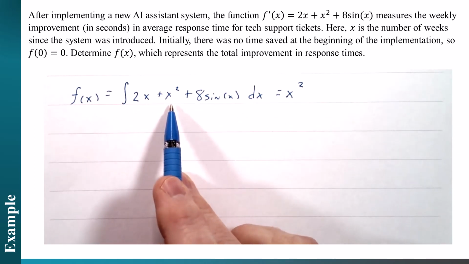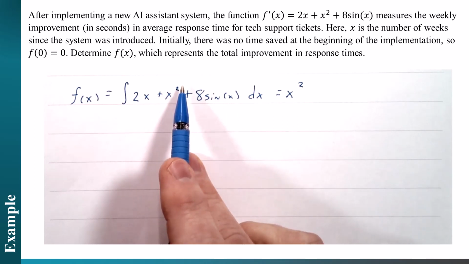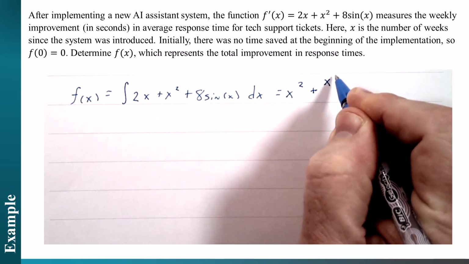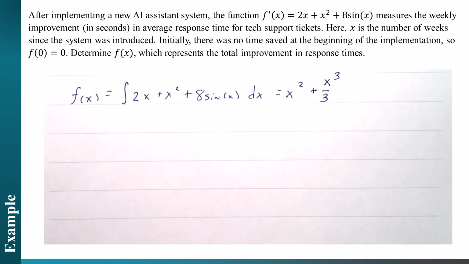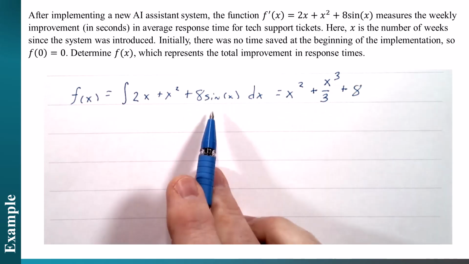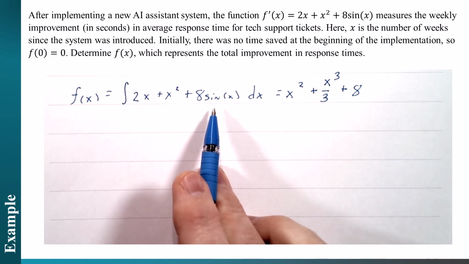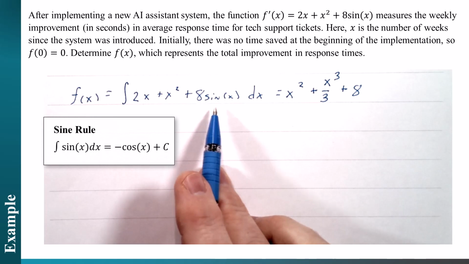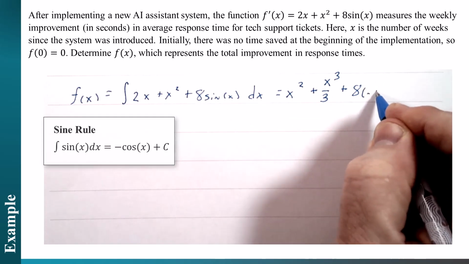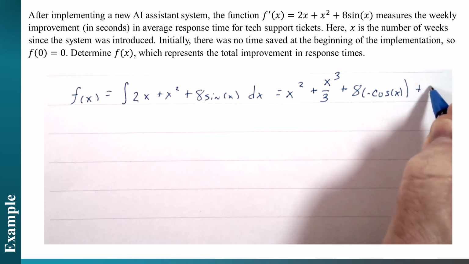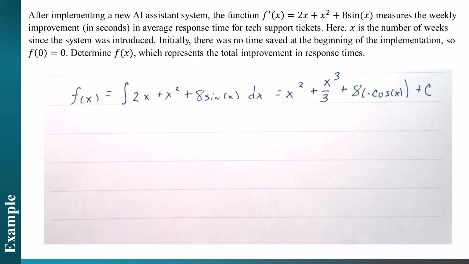We have x squared, so we're going to use the power rule here, which tells us to add 1 to the exponent, and then we get that same number in the denominator. So it looks like we get x cubed over 3. Now I'm going to go ahead and write down this 8 right here, and think about the antiderivative of sine of x. Now looking back at our formulas, we see that the integral of sine of x is negative cosine of x. And let's not forget to put our plus c at the very end here.